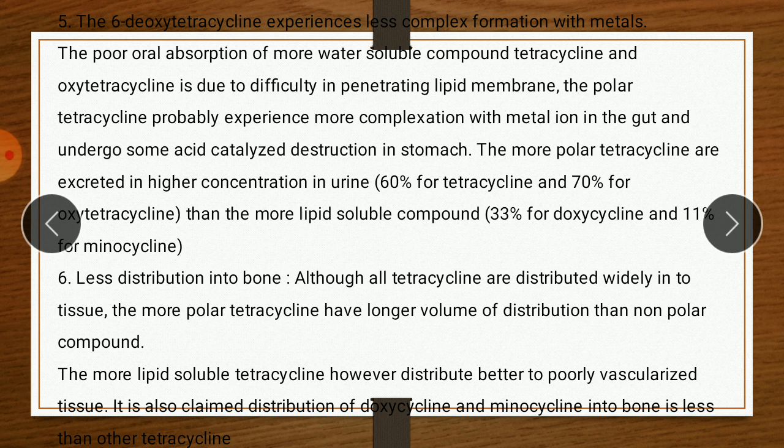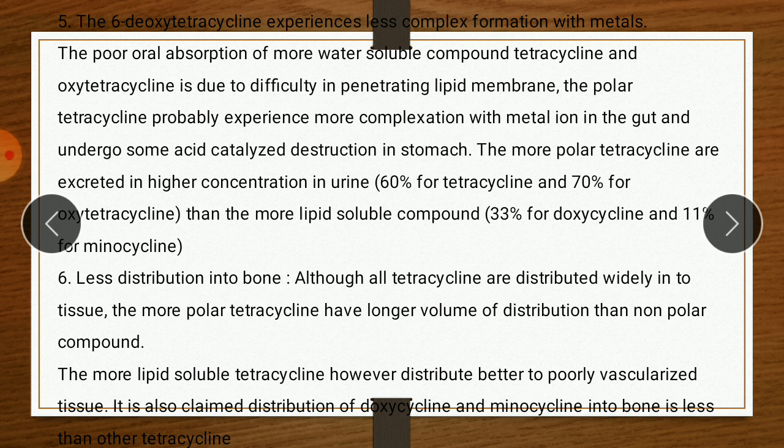So in short, oxytetracycline and simple tetracycline, which contain a hydroxyl group and CH3 group on the 6th position, are more water soluble and less lipid soluble. But in case of metacycline, doxycycline or minocycline, which do not contain a hydroxyl group on the 6th position, there is more lipid solubility and less water solubility. Sixth point, less distribution into bone.